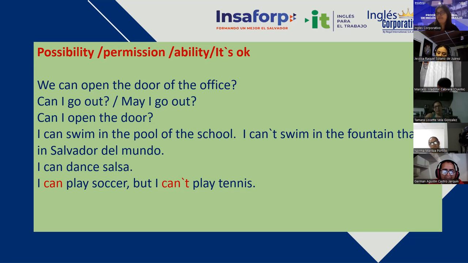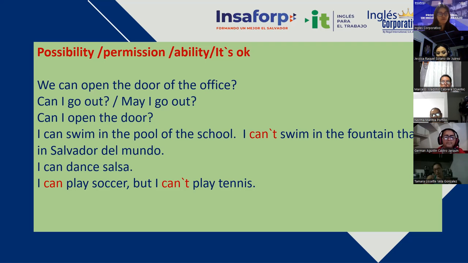Yeah, you can swim in the fountain that is in Salvador del Mundo because you have the ability, but not because it is okay. Or not because you have the permission. So you don't have the permission. You can't swim. Then you say, I can't swim in the fountain that is in Salvador del Mundo. I have no permission. That means it is forbidden. Forbidden means prohibido, right? There is a prohibition, so I can't swim in the fountain that is in Salvador. So you see the difference?